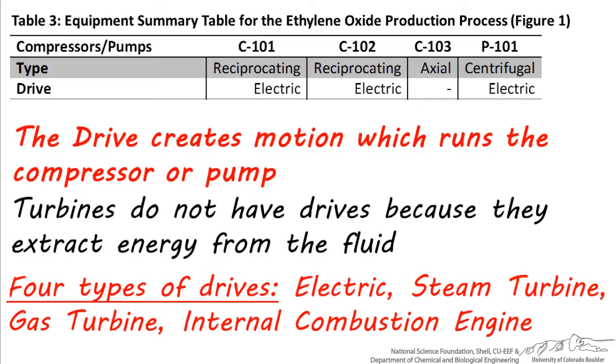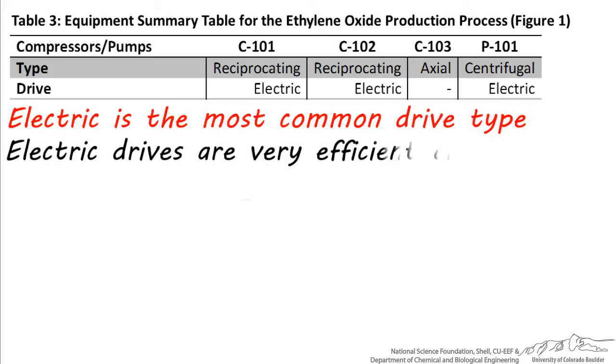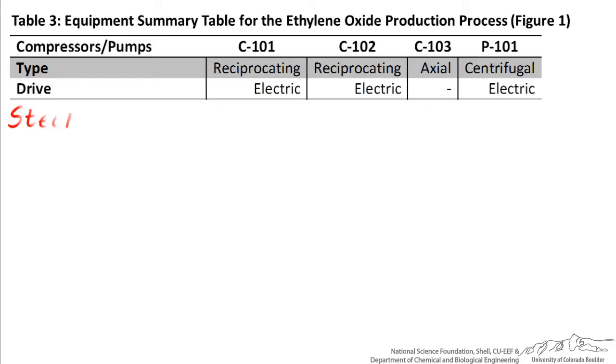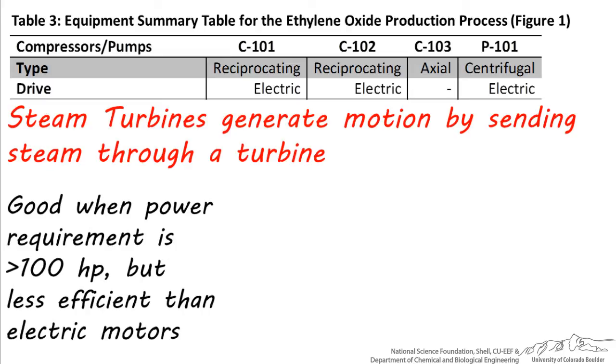Let's start with the most common, electric drive. Many process compressors and pumps are run using an electric drive, more commonly referred to as an electric motor. Electric motors are the most common drive type in most chemical processes because they have high efficiencies and work well when the power requirement is 100 horsepower or lower. Steam turbines create motion by sending steam through a turbine, which generates rotation, which is then used to run the pump or compressor. Though they're less efficient than electric motors, steam turbines are useful when the power requirement for a pump or compressor is greater than 100 horsepower, and during power outages to help keep the process running.